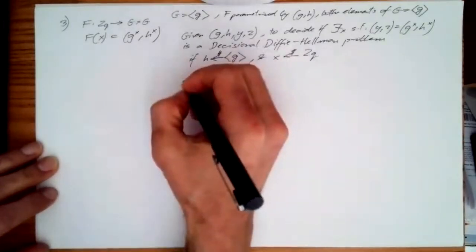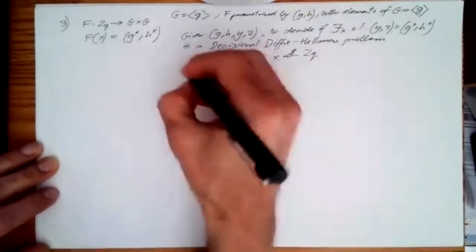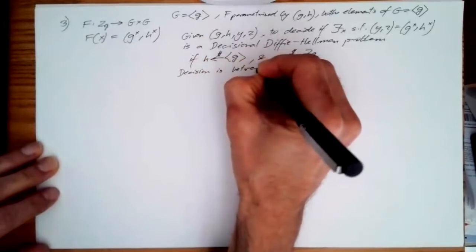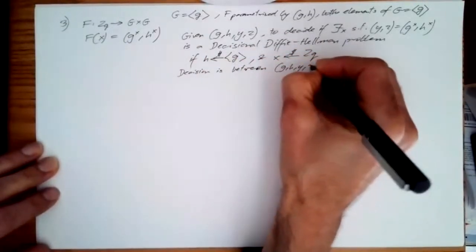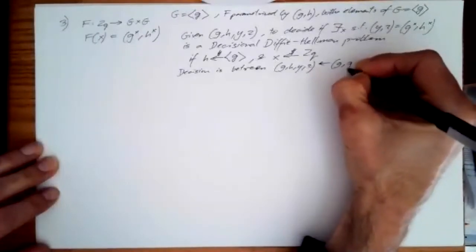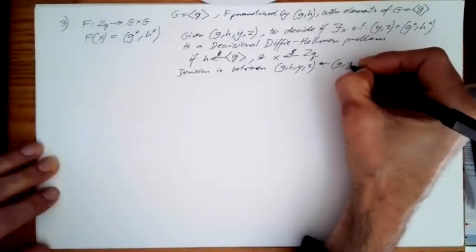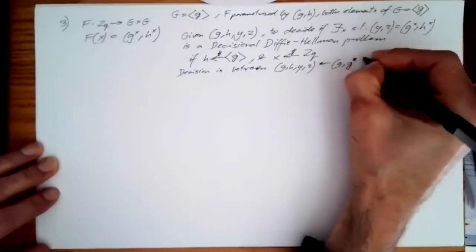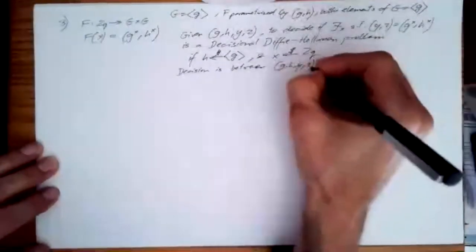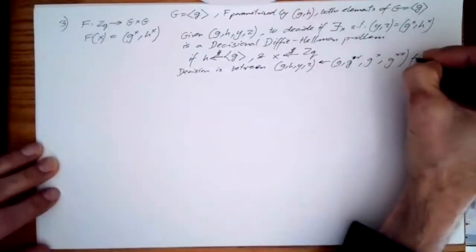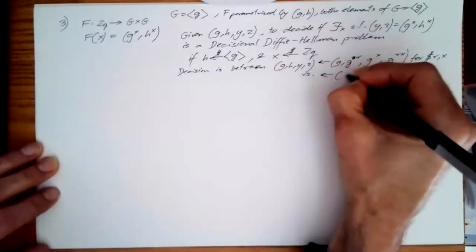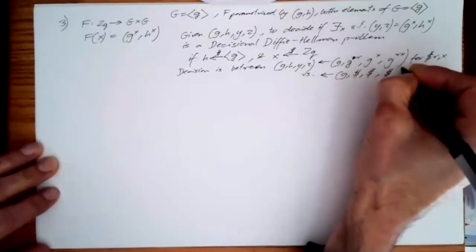So the proper thing is that the decision must be between (G, H, Y, Z) formed as follows: H is G to the r, Y is G to the x, and Z is G to the rx for random r, x, versus they are just taken at random from the group. Okay.